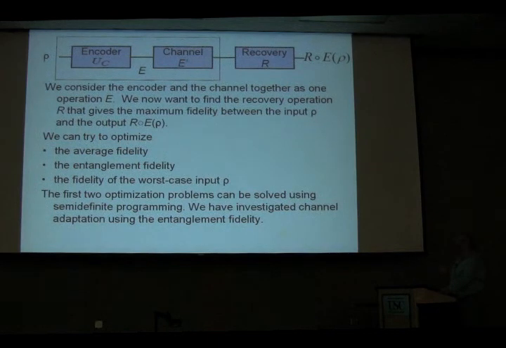Well, we haven't quite told you what we're going to optimize, because if you think back, there are several possible fidelities that you might want to maximize when you're considering quantum error correcting codes. And Barnum et al. showed that they were all equivalent asymptotically for considering the quantum channel capacity. But we can try to maximize the average fidelity or the entanglement fidelity or the worst case input state fidelity. So the first two optimization problems can be solved using semi-definite programming. And the last one, it doesn't look like it can. So since these are all equivalent asymptotically, it might be a good thing to look at one of these. And what we've concentrated on, maybe because it's more quantum somehow than the average fidelity, is the entanglement fidelity.